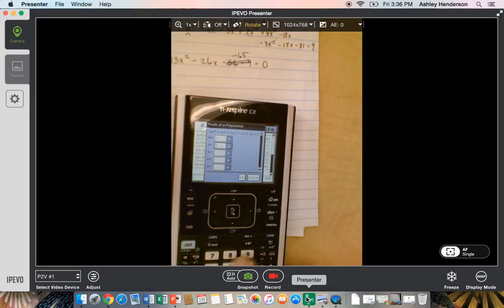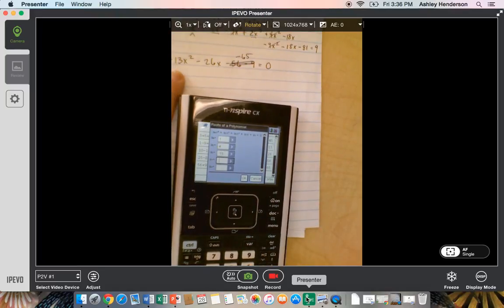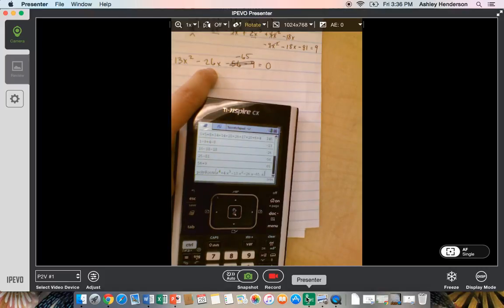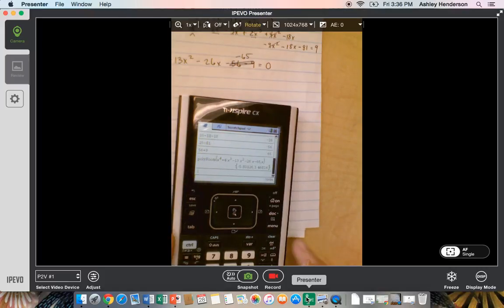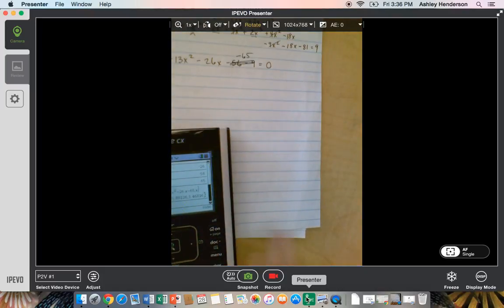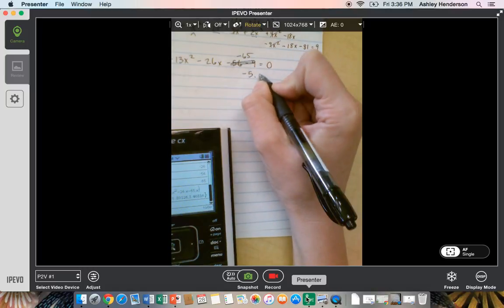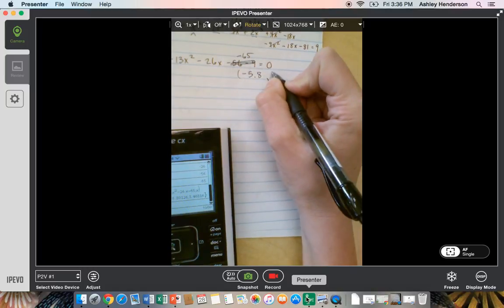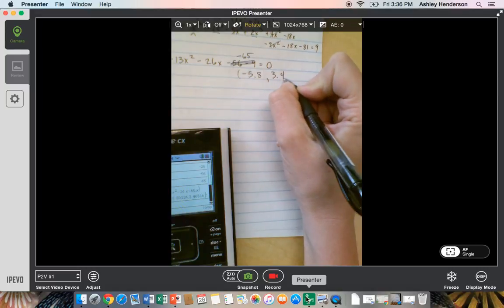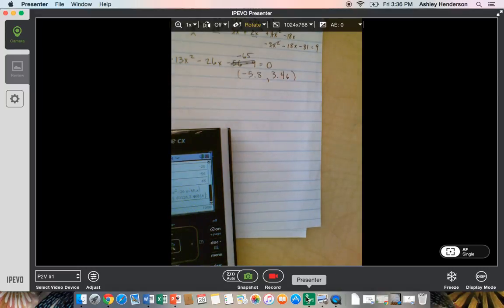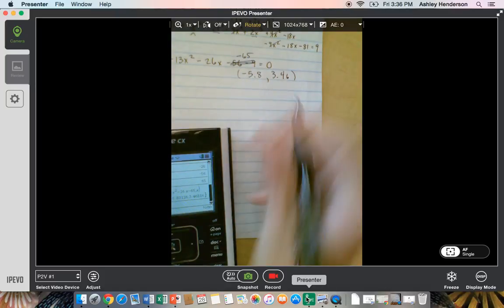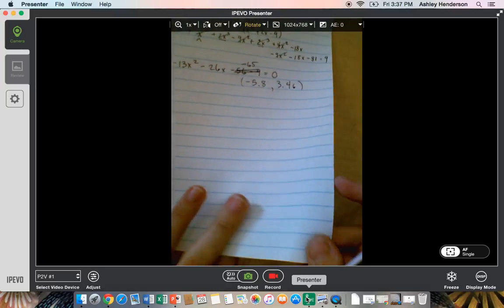And now I'm just going to go through and put my coefficients in. So 1, 4, negative 13, negative 26, negative 65, and hopefully this will all work for me. Okay. And I got the wrong answer. We already know our answer is not supposed to be this. It's telling me the negative 5.8, 3.46 are our 2 roots. So I must have made a mistake there somewhere in my algebra.